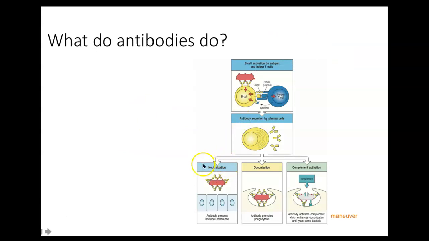Three things. Neutralization, so they surround the pathogen, rendering it inactive. Opsonization, which means it's going to tag it for destruction by phagocytes. And then antibodies are going to activate a complement, which enhances opsonization and lyses some bacteria. So the complement activation, we didn't really go into that very much, but these two are the most important.